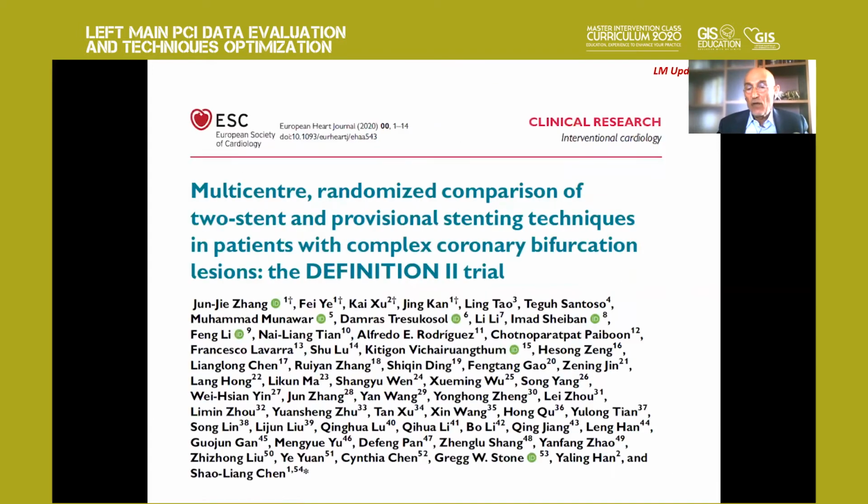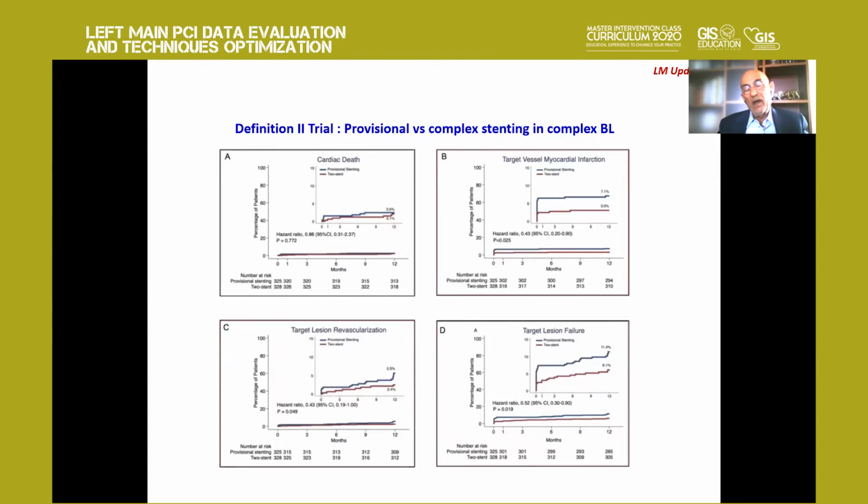And this is confirmed by a recently published study in the European Heart Journal, again the DEFINITION II study, comparing provisional and complex stenting in complex bifurcation lesions. Many of these patients were distal left main bifurcations. And again, complex lesions treated with provisional stenting will do worse than with 2 stents. That means 2 stents is the elective technique for complex bifurcation lesions.